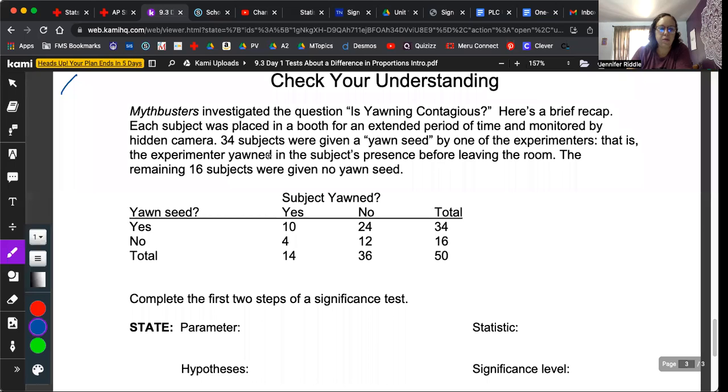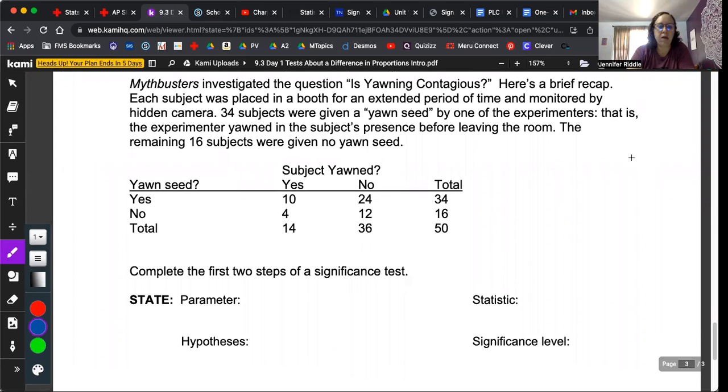Right, let's go over the check your understanding. It says Mythbusters investigated the question, is yawning contagious? Here's a brief recap. Each subject was placed in a booth for an extended period of time and monitored by a hidden camera. 34 subjects were given a yawn seed by one of the experimenters. That is, the experimenter yawned in the subject's presence before leaving the room. The remaining 16 subjects were given no yawn seed.